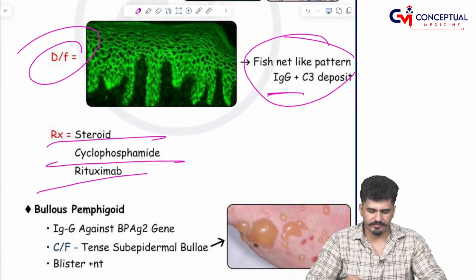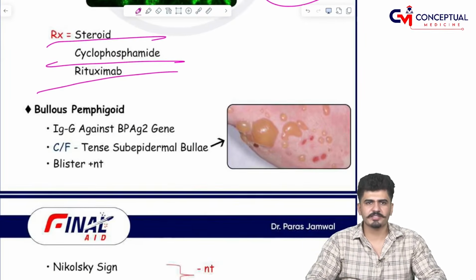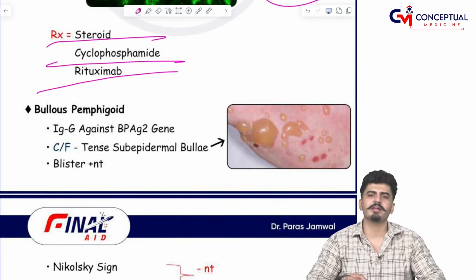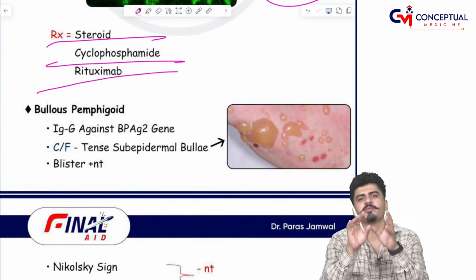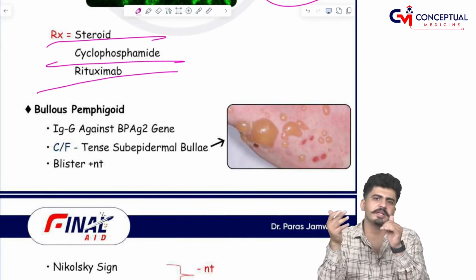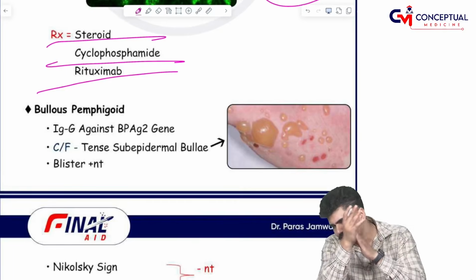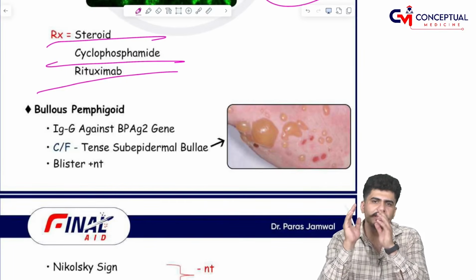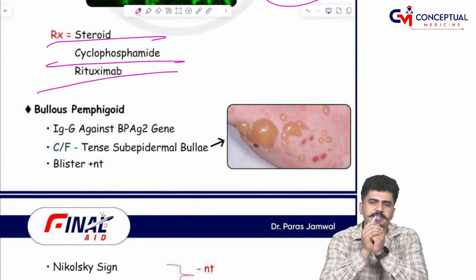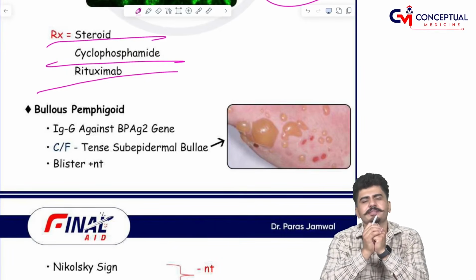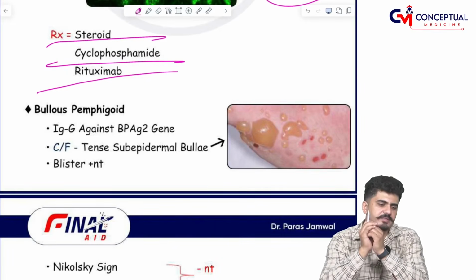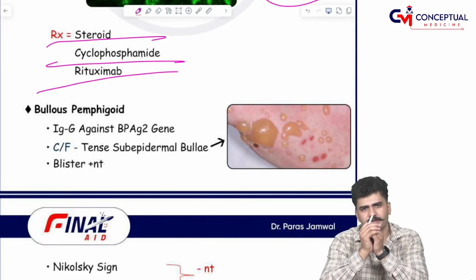Treatment is with steroids, cyclophosphamide, and rituximab. So what crux have we studied? Pemphigus, foliaceous and vulgaris. There is an IgG antibody against desmoglein, which leads to blister formation, and they have a tendency to rupture. Then Nikolsky sign, then bulla spread sign, then row of tombstones appearance, then fishnet appearance. These are some important things we have to study in that.